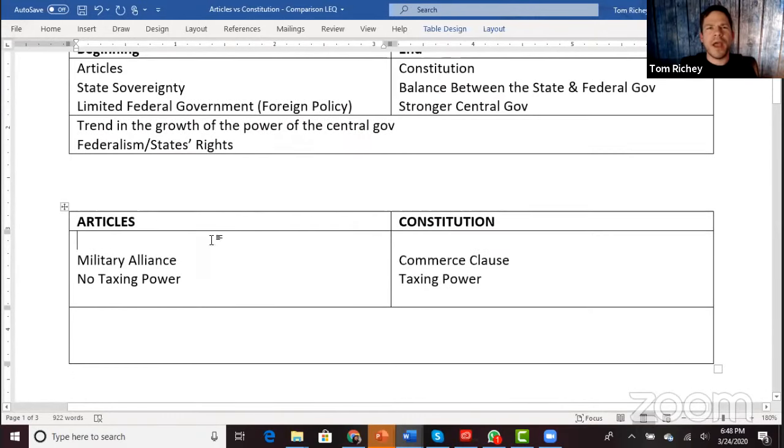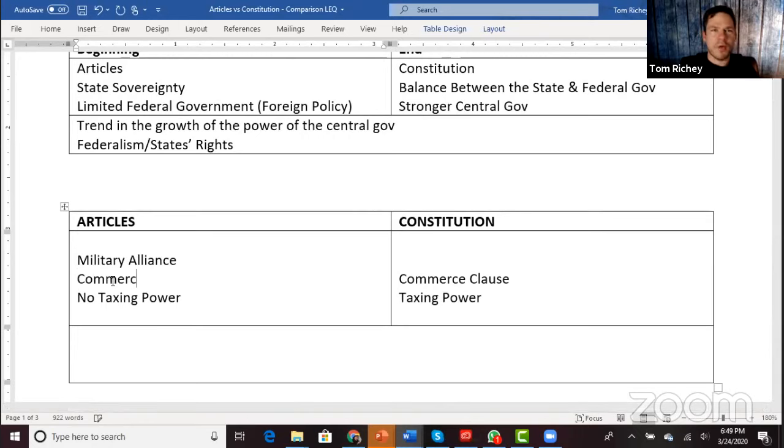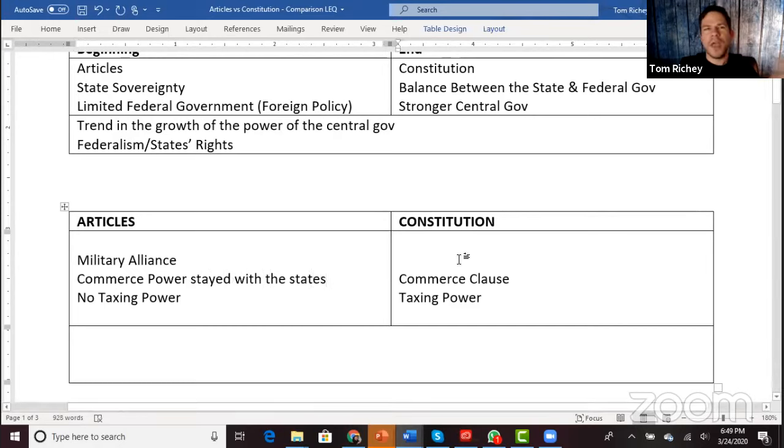Now, when we look at the Articles, that's going through part of this, and then the Constitution, we've got a military alliance. We don't have taxing power, right? Those are some things that the federal government did not have, control over interstate commerce. So the commerce power stayed with the states, like over all commerce. Now, the Commerce Clause, remember, applies only to interstate commerce.